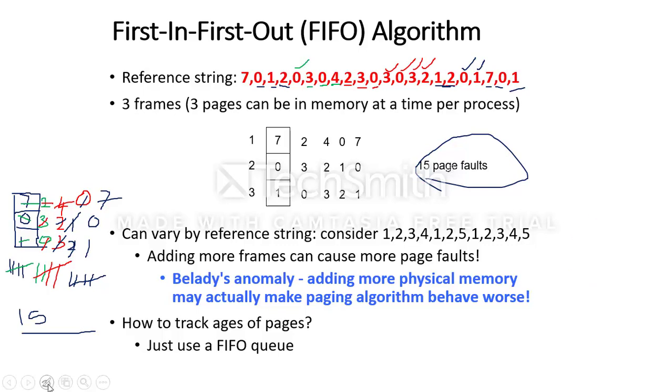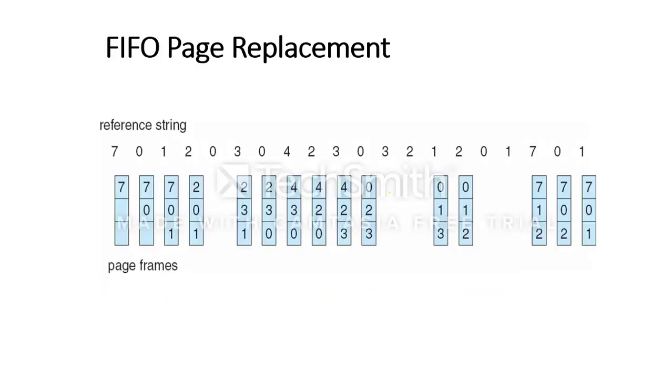Then we also have another condition that we call the Belady anomaly. Belady anomaly is basically adding more physical memory. In other words, instead of having 3 frames, you might have 4 frames, and with 4 frames, it's going to reduce the performance of your algorithm. In some instances, it might actually perform worse.